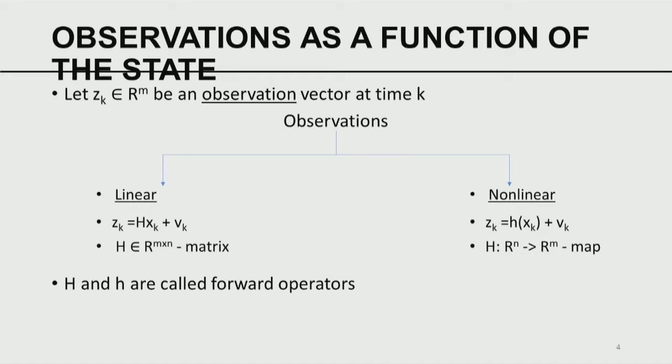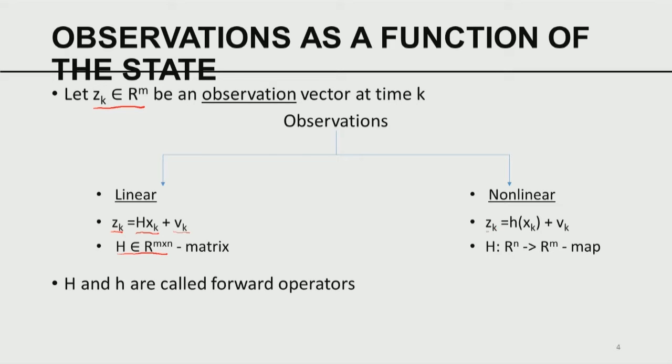Again, there are two cases to consider. The observation vector z is now a function of time. So in the static problem, we said z belongs to R^m. Now we say z_k belongs to R^m. What is z_k? z_k is the observation at time k. So the observation at time k may be a linear function of the state. Matrix H is an m by n matrix, but observations are now assumed to be corrupted by noise. v_k is called the observation noise. So this is the case of linear observation, where the observations are linear functions of the state.